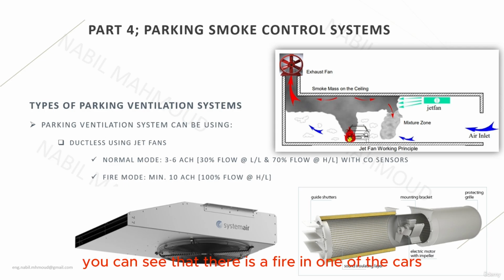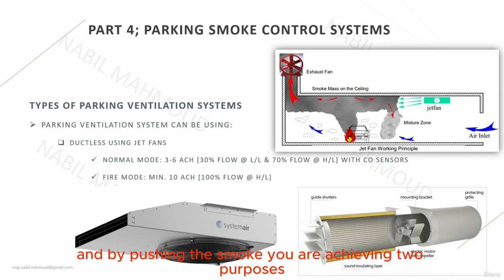You can see that there is a fire in one of the cars inside a closed parking, and the inlet air, or the makeup or the fresh air, is being introduced from the right side of the screen. There is a jet fan mounted at high level at the ceiling, and the jet fan is taking the fresh air, increasing its momentum and discharging it in the form of a high momentum primary jet flow that is pushing the smoke. And by pushing the smoke, you are achieving two purposes.